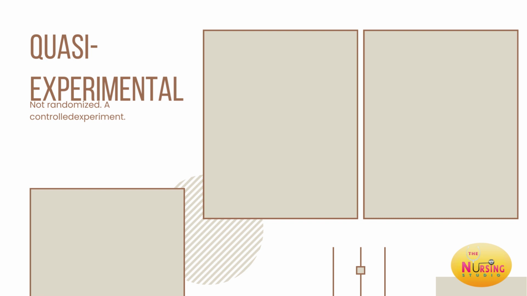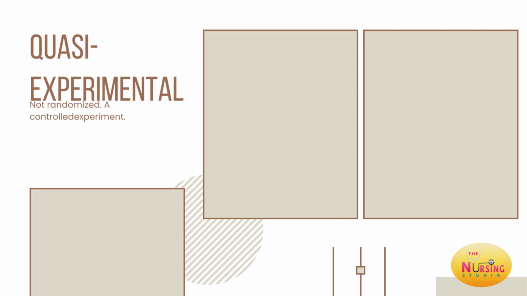All right, quasi-experimental. This is not randomized and it's a controlled experiment. So it's controlled but not random. As I discussed in the original video, with quasi-experimental, it's not like a standard experiment where you are just randomly trying something, but it is controlled. So group A has been given 10 milligrams of the blood pressure medicine.